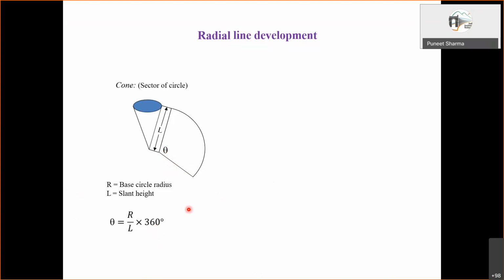On the same line, the development for a pyramid will also work. Say here we have a square pyramid. For this, if the development is to be done, then for the slant height we have to consider the true length of this slant edge as the radius of this sector. Okay, the true length of this edge we'll have to consider.